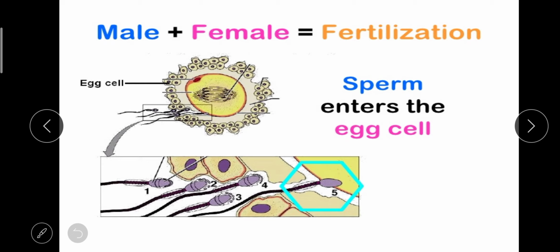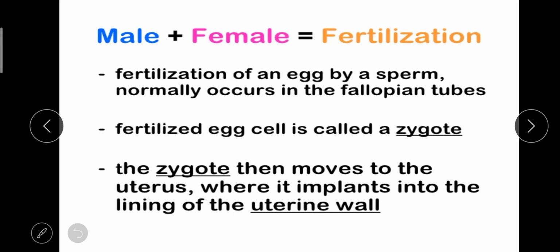When male sperm and female egg, or ova, mix together, that process is called fertilization. You can see in this picture, this is the egg cell where so many sperm are getting inside. Out of those millions of sperm, only one can get inside the ovum. Sperm enters the egg cell. You can see in these pictures, out of so many sperm cells, only one can enter and reach its destination. So the process where the male and female cells are mixed together is called fertilization.